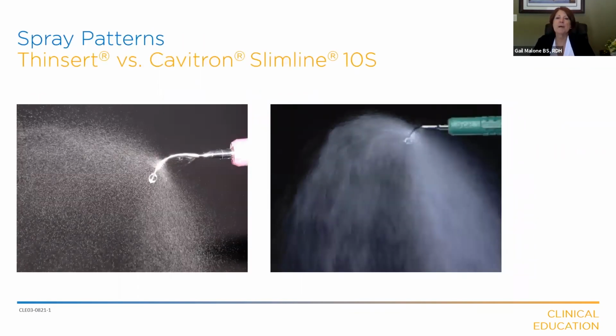And when we have spray patterns, we always want to achieve that nice mist with droplets. And that's what you see on the right-hand side. Note that there is a slightly different spray pattern that goes along with the thinsert, and that's simply due to the location of the water port. But again, we want to have that nice mist with droplets, using just enough water to make sure that tip is cooled.